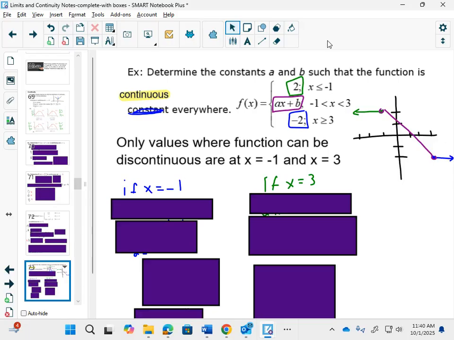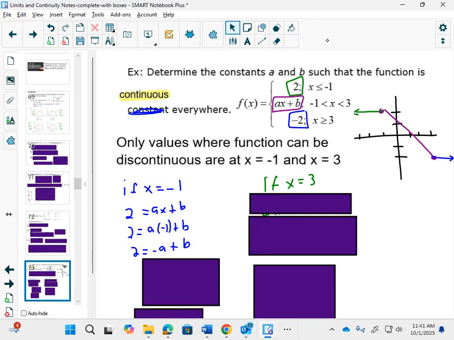So again, the first thing we discovered, the only values where things could be discontinuous are at x equals -1 and x equals 3. Couple of ways we can go about solving this. If x is equal to -1, then the ax plus b has to equal 2, right? If you plugged in -1, if that hole was right at the right spot, you would need it equal to 2. You could plug in -1 for x, and you get the equation that 2 is equal to -a plus b.